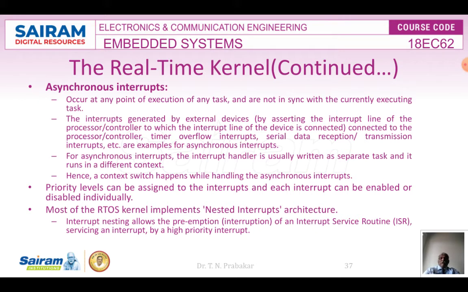And the priority levels can be assigned to the interrupts, and each interrupt can be enabled or disabled individually. Most of the RTOS kernels implement nested interrupts. Already we discussed nested interrupts in the ARM Cortex M3, right? So when one interrupt is being serviced and a higher priority interrupt comes in, then this interrupt will also be stopped, or it will be preempted, right? And then the high priority interrupt will be serviced and it will come back to this.